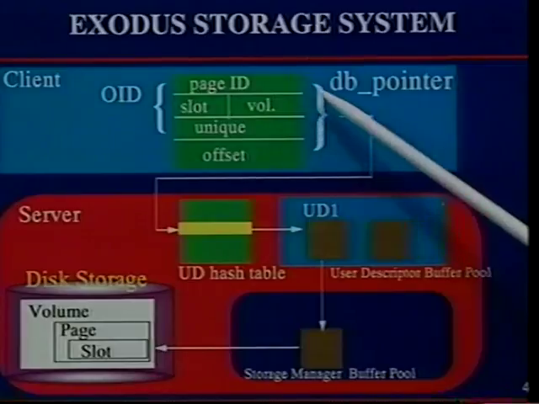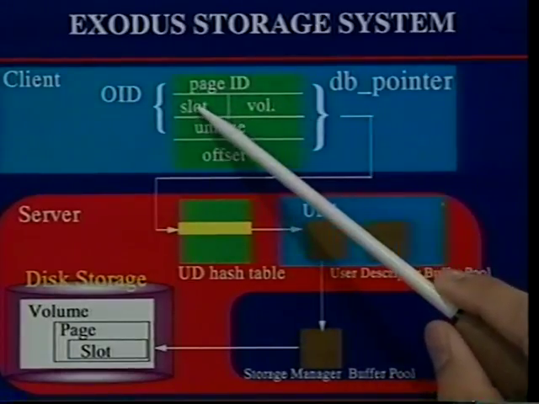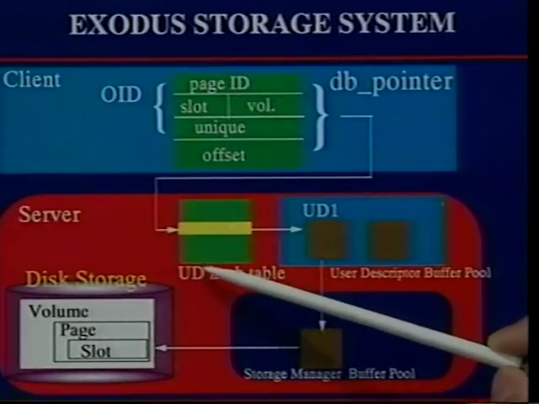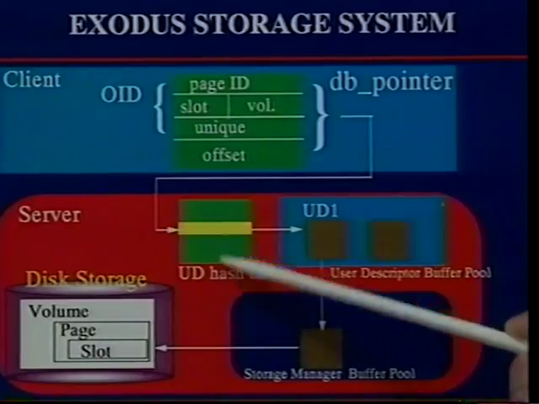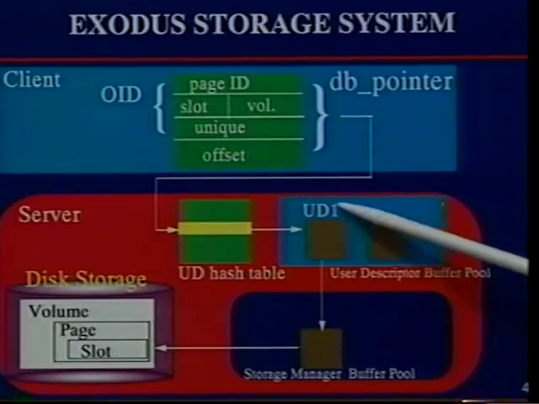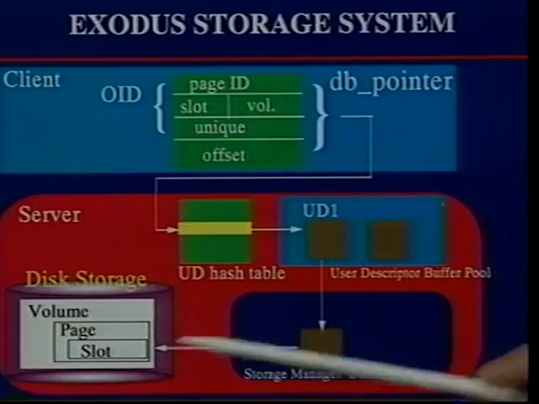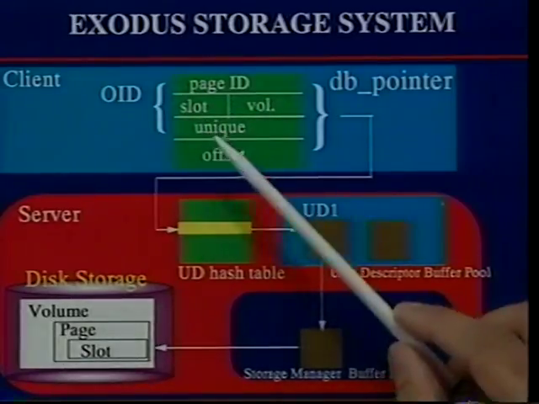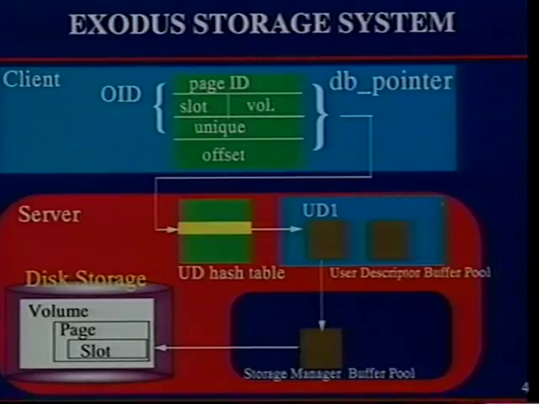Here we take the object ID and transfer it to the server through this process, where there is a unique user descriptor hash table, and this is mapped to this hash table. From there it is mapped into a unique user descriptor buffer pool, from there to the storage manager buffer pool, and to the disk storage. The actual process is a little more complex than this, but I have tried to simplify the mapping from the OIDs in the application program to the server level. If you are interested in more information, you can get it from the University of Wisconsin-Madison and talk to them directly.